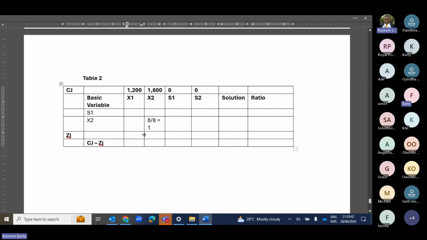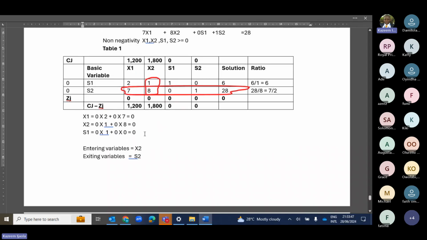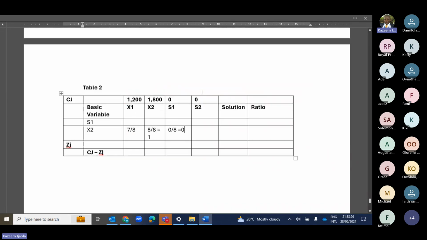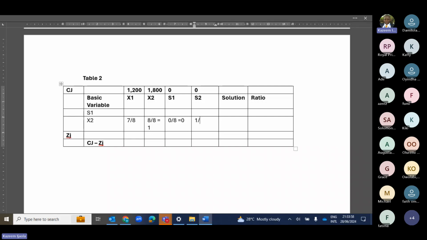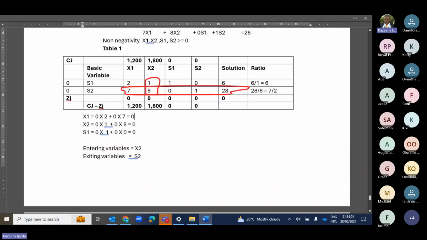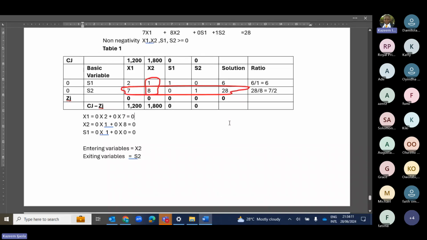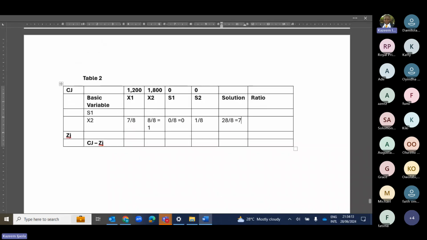So for this one, it will be 7 divided by 8. Then for X1, it will be 0 divided by 8, which is equal to 0. Then for here, it will be 1 over 8. Then the solution is 28, so this will be 28 over 8, which is 7 over 2. So that is what you do for entry variables.